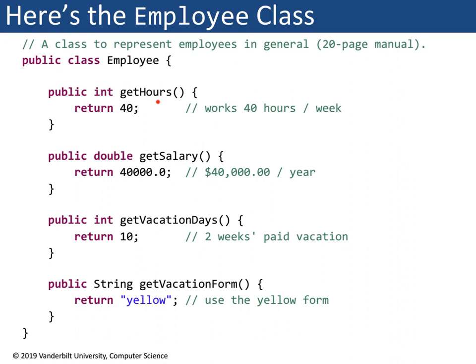When we call get hours, it returns the value 40 because every employee is expected to work 40 hours per week. Get salary returns $40,000 because all employees make $40,000. If you call get vacation days, it returns 10, which is 2 weeks paid vacation. And if you call get vacation form, it'll return the string yellow to indicate that employees should use the yellow form to request time off.